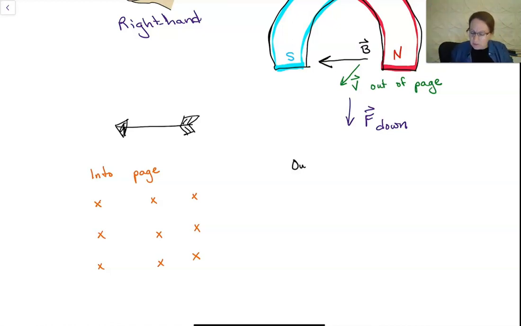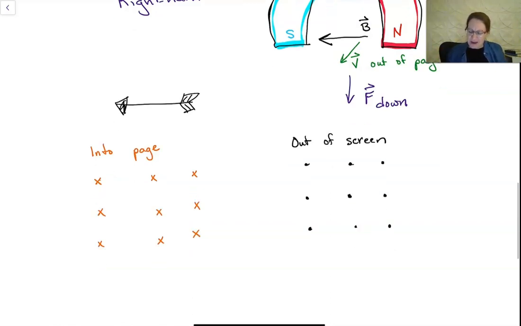And then out of the page, or out of the screen, I guess I should say in this case, we have dots. Because that would be the tip of the arrow coming at you, which maybe you don't want to see, but that is the dot of the arrow coming towards you. So that's our convention to draw the magnetic field, so we don't have to have quite so many three-dimensional things.